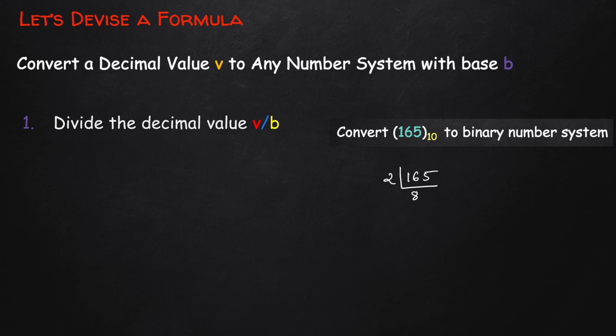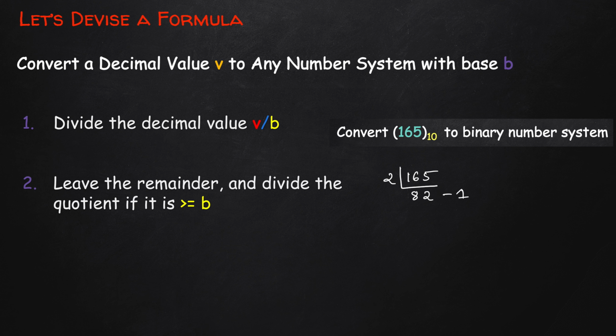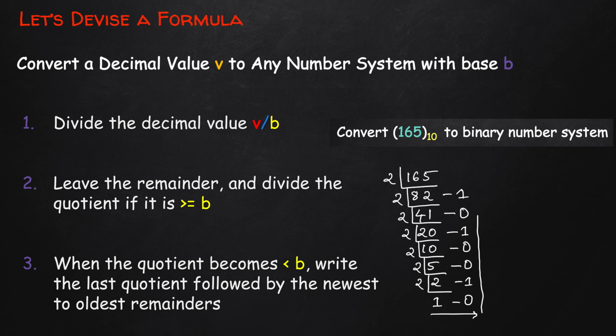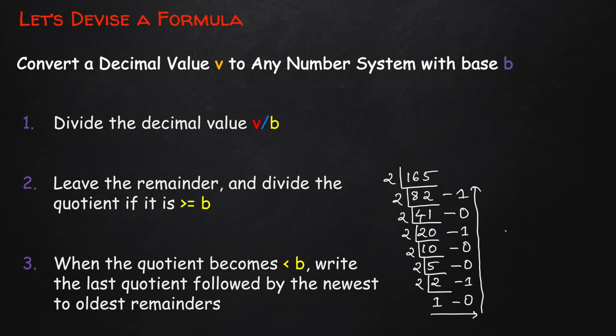To make this into a formula, we can do the following. Divide the decimal value V by the base B of the target system. Leave the remainder and divide the quotient if it is greater than or equal to the base of the target system. When the quotient becomes lesser than the base B, write the last quotient followed by the newest to the oldest remainder. Congratulations to us. Now we have helped both Bob and Alice with their problem.